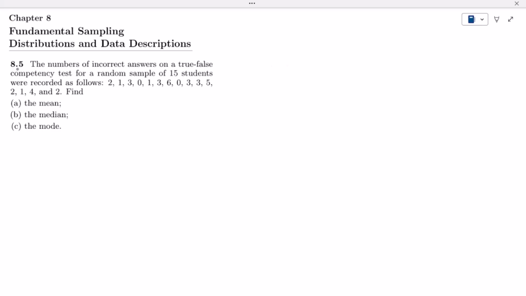Welcome back, guys. So this is question 8.5 of chapter 8, and the statement of this question is: the numbers of incorrect answers on a true-false competency test for a random sample of 15 students were recorded as follows, which are here. We can see the number of items here is 15. For them I have to find part A the mean, part B the median, and part C the mode.